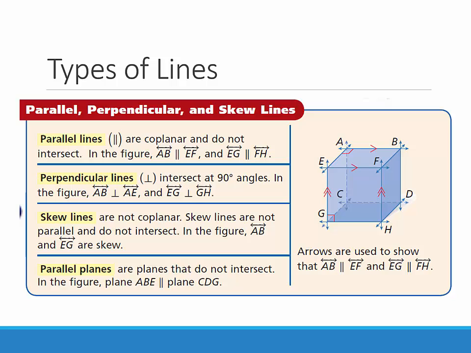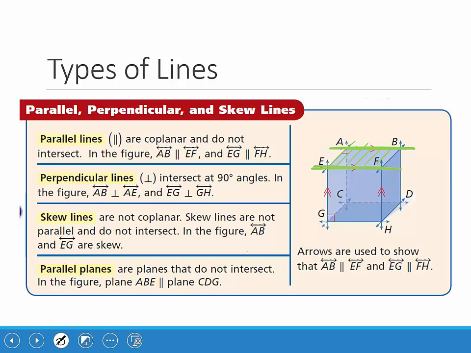So parallel lines are coplanar, remember that means on the same plane, and never intersect. So in this picture over here, we have a couple parallel lines, but as an example, line AB from here to here, and line EF from here to here. They're on the same plane, like this same piece of paper right here, but they're never ever going to cross.